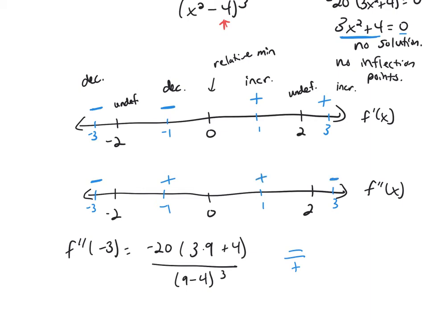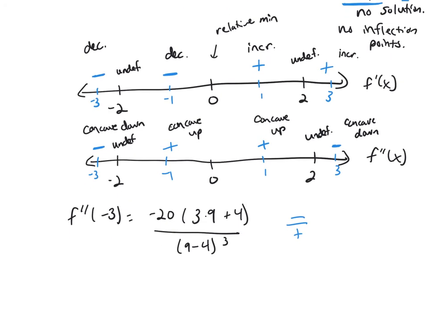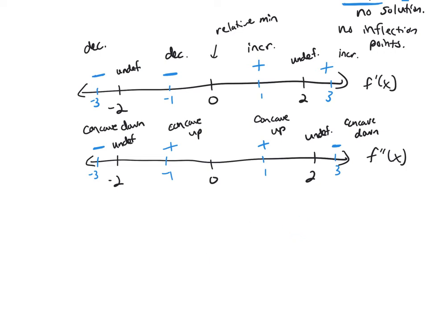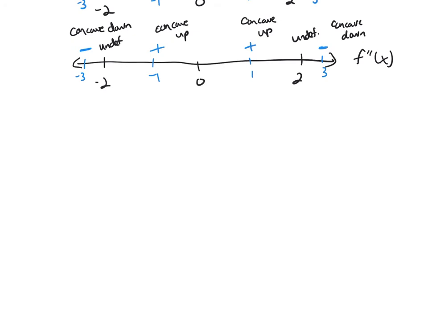So remember what these mean. My function's undefined at these locations. Negative means concave down. Positive means concave up, and then concave down. So now that we have all this information, we can actually get a really good picture of what the graph looks like. So I'm going to go down here and we're going to sketch this graph.